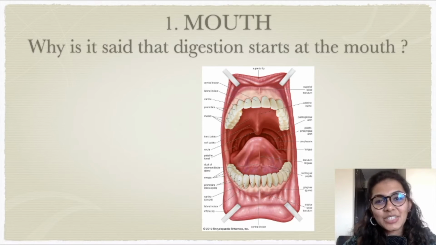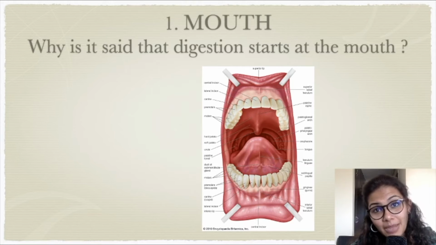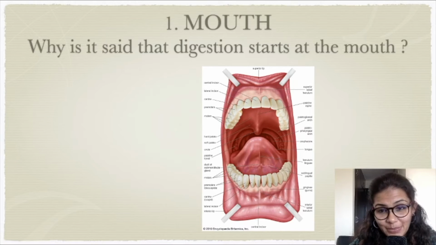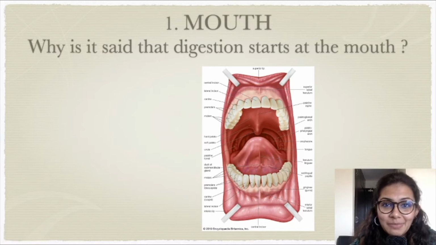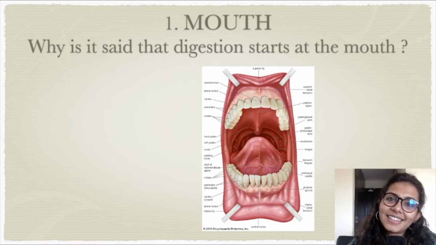Okay, so let's start with the first part that we have already mentioned, that is the mouth. Right? So why is it said that the digestion starts right at the mouth? Well, look at the picture. The picture itself reminds us that our mouth is powerful. It looks like a powerful machine. Well, it does share functions of a machine that is present in our kitchens.